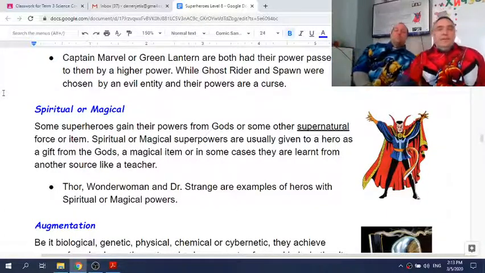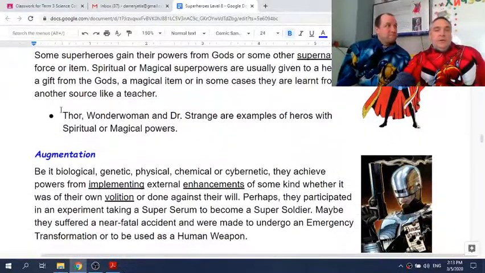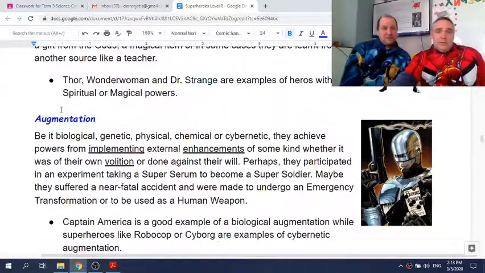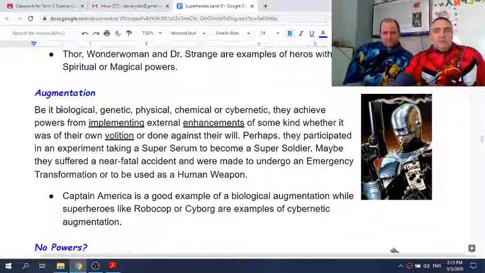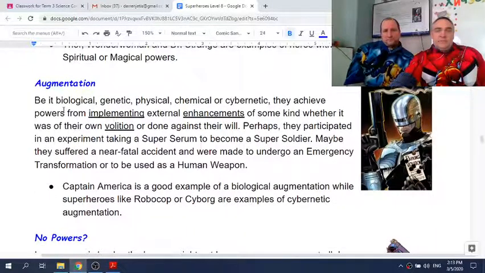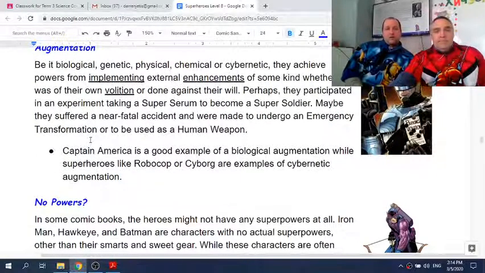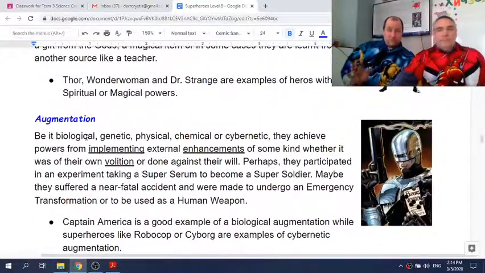Okay, moving on. Augmentation. Be it biological, genetic, physical, chemical, or cybernetic, they achieve powers by implementing external enhancements of some kind, whether it was of their own volition or done against their will. Perhaps they participated in an experiment taking a super serum to become a super soldier. Maybe they suffered a near fatal accident or were made to undergo an emergency transformation or to be used as a human weapon.